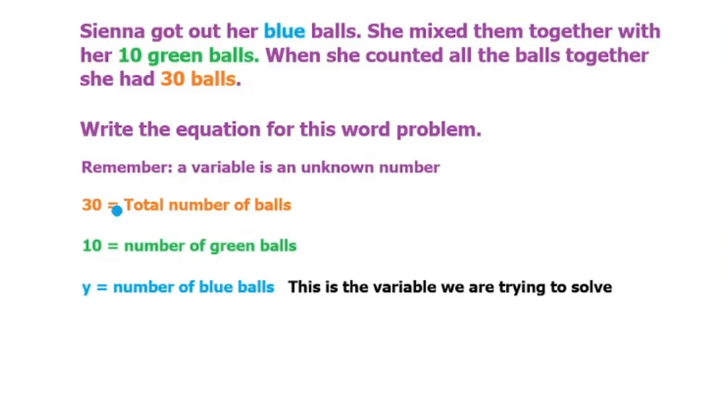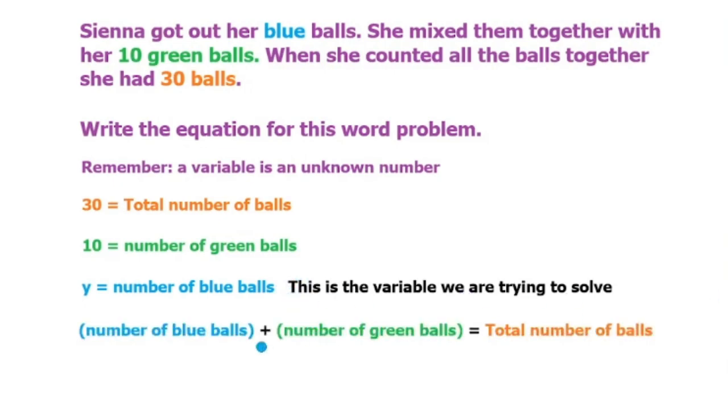So we know 30 is the total number of balls, but how do you get to 30? You would have to add the green balls and blue balls together. So if you think of that, that's pretty simple, right? It would be number of blue balls plus number of green balls equals the total number of balls. So now what we do is we put the numbers in instead of these words for this equation.